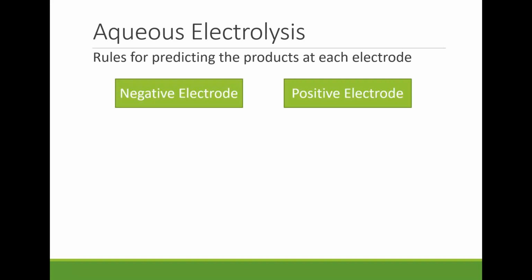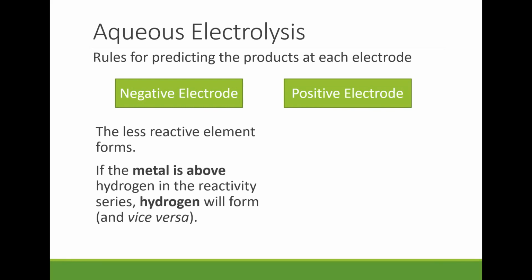So the rules for predicting the products at the electrodes. At the negative electrode, what we've got to think about are the positive ions that are arriving. So we've got the positive metal ion and also the H+ ions. Now, the key to deciding which is discharged is all about reactivity. In essence, the less reactive element forms. So we're comparing hydrogen with the other element. If the metal is above hydrogen in the reactivity series, hydrogen will form. And if the metal is below hydrogen in the reactivity series, then the metal will form.